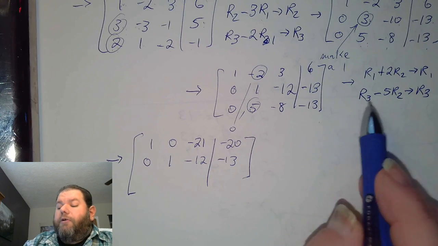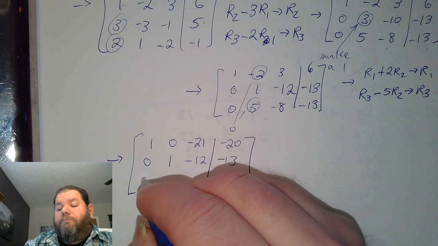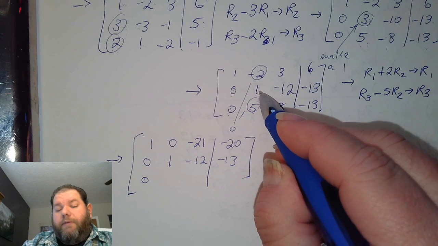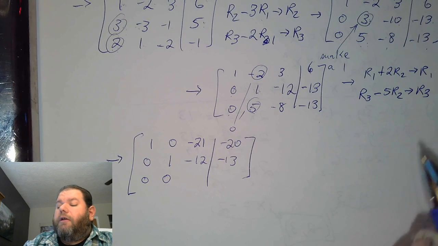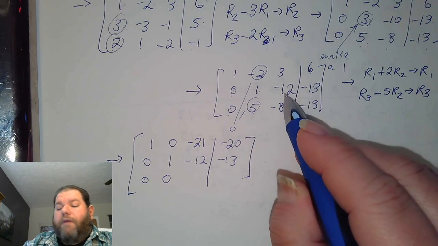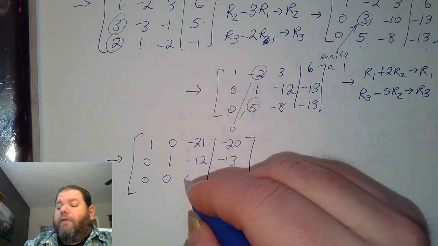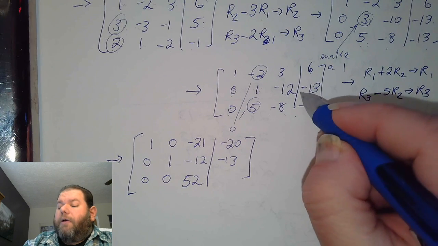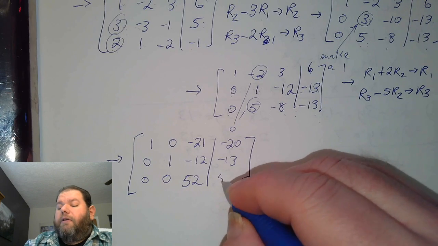Okay, row 3, we want R3 minus 5 times row 2. So 0 minus 5 times 0 is 0. 5 minus 5 times 1, 5 minus 5 gives us a 0. Negative 8 minus 5 times negative 12, negative 8 plus 60 gives us 52. And in the last column, negative 13 minus 5 times negative 13, so negative 13 plus 65 gives us 52.